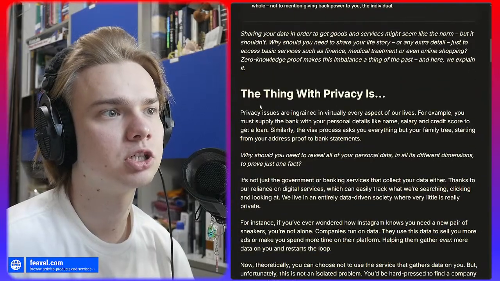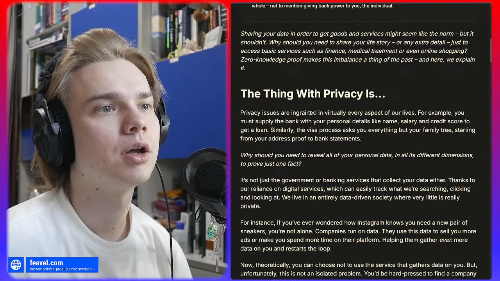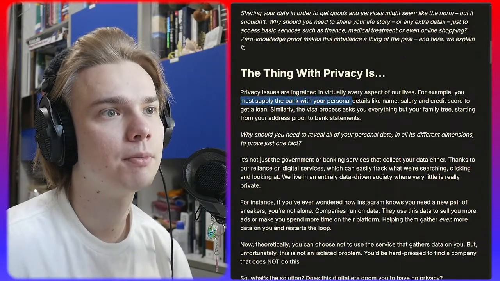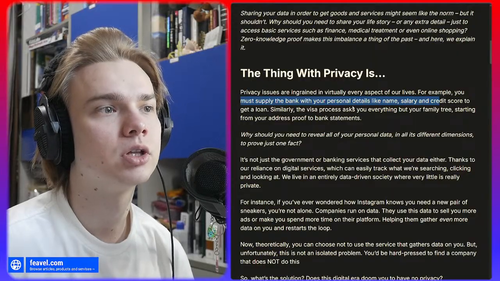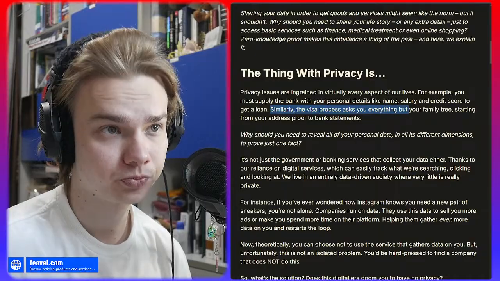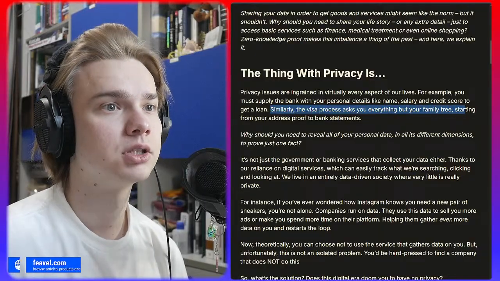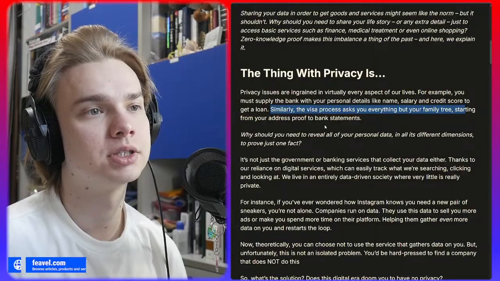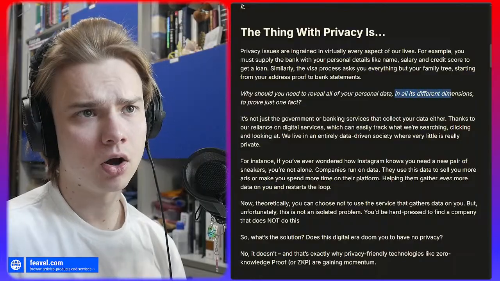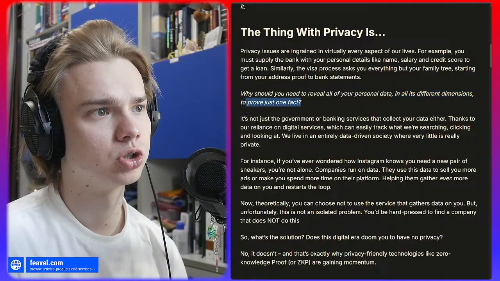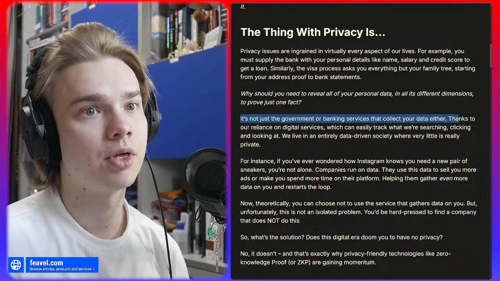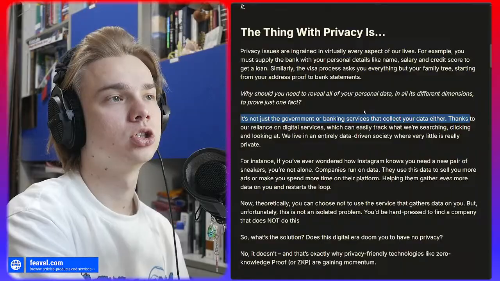Okay. The thing with privacy is privacy issues are integrated in virtually every aspect of our lives. For example, you must supply the bank with your personal details, salary and credit score to get a loan. Similarly, the visa process asks you everything but your family tree, starting from your address proof to bank statements. Why should you need to reveal all your personal data in all its different dimensions to prove just one fact? It's not just the government or banking services that collect your data either, thanks to our reliance on digital services.